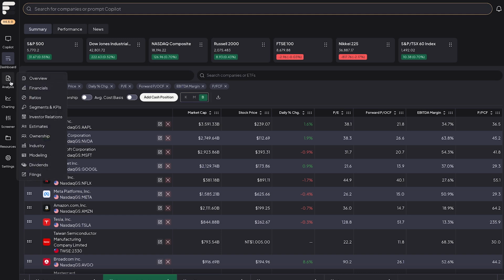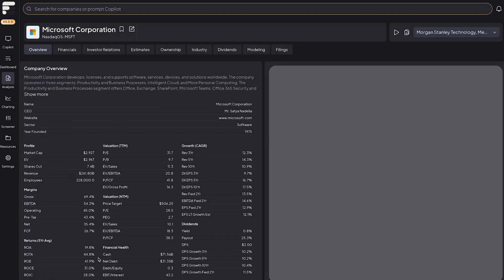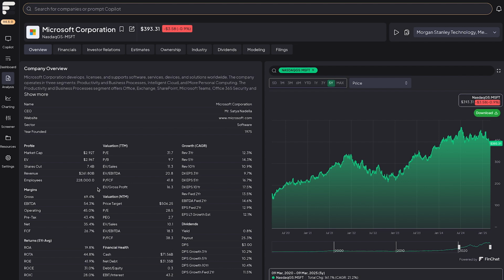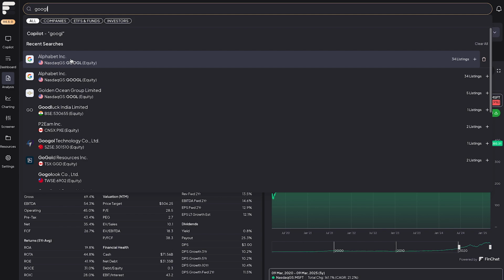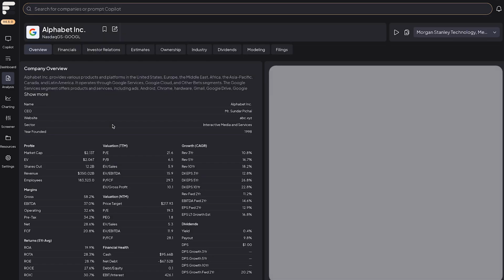The next tab is something called analysis. So if you go on analysis, on this tab you can look at any stock of your choice and it'll show you more details about it. And for the purpose of this video, I'm going to be going through Google. So let's search the ticker Google, and it's the first one over here.